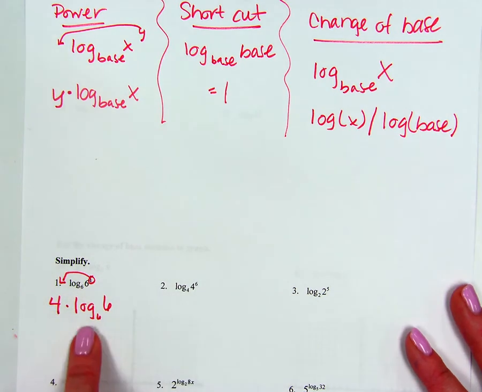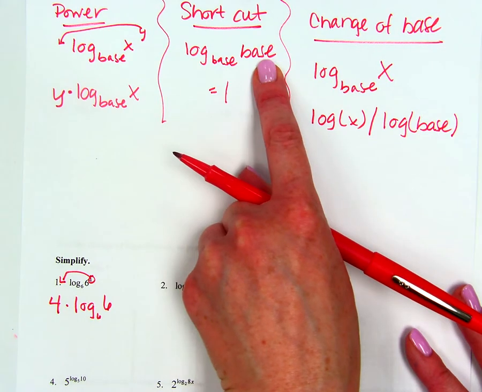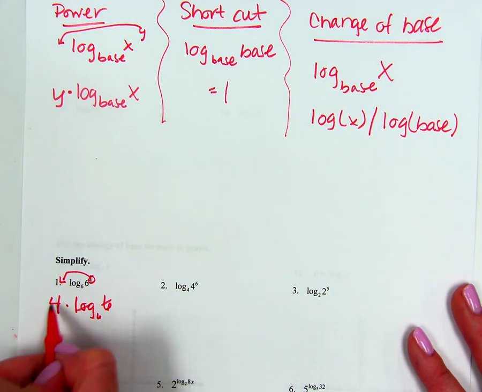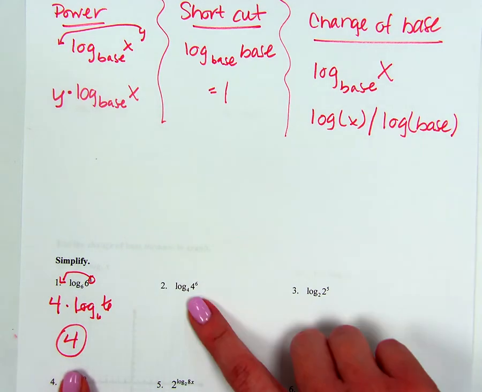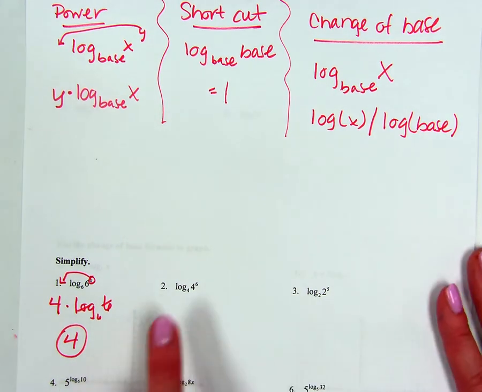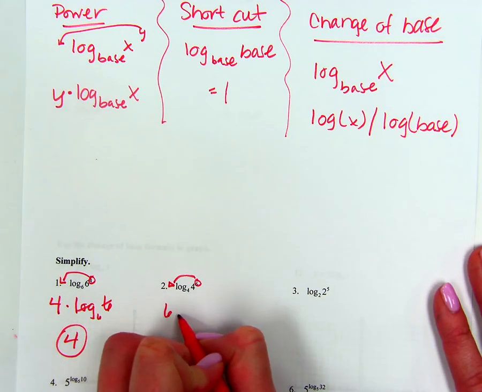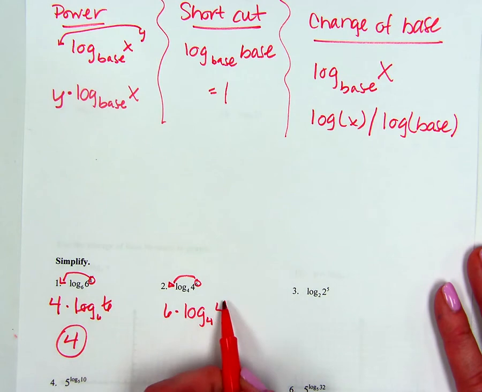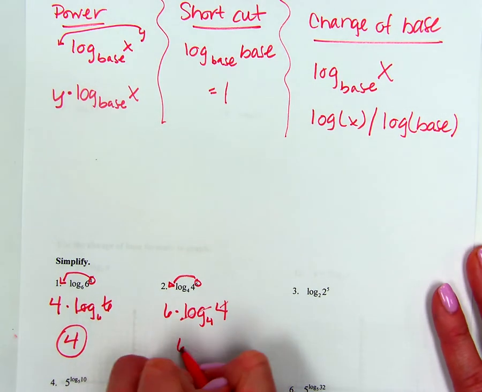So our shortcut method told us what? If we have the log base and the base number is the same, just like what we have here, log base 6 of 6, those cancel out. So I can cancel both of those out, and I'm left with just my 4. Not too difficult for you here. So let's try number 2. Same thing again. We have our little exponent, our 6. We're going to bring that around to the front. So we now have 6 times log base 4 of 4. Those 4 and the log base 4 are going to cancel out, and we are left with 6.